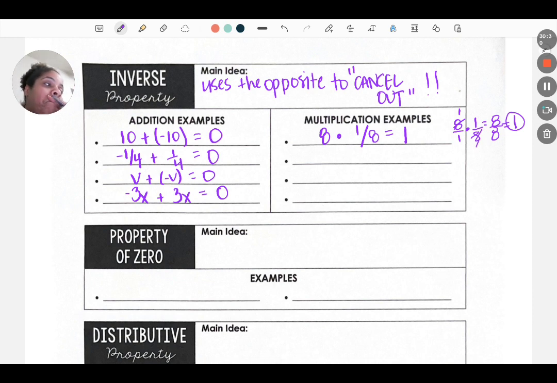Okay? All right, let's try it with a fraction to start with. What if we have negative 1/2 times, what's the opposite of 1/2?